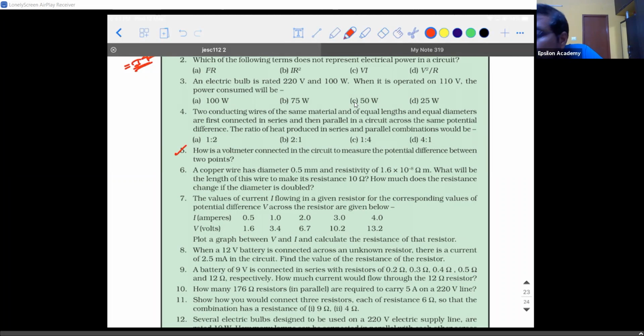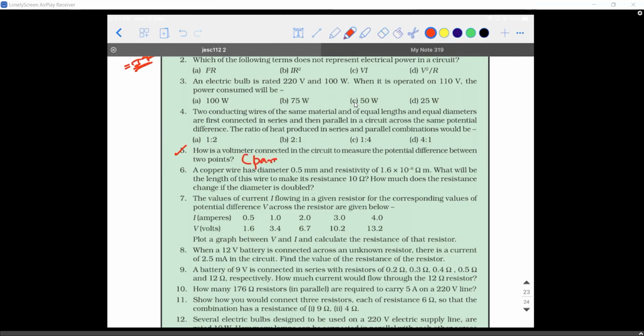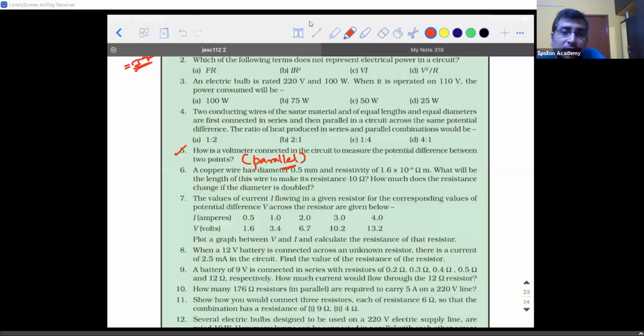So how is a voltmeter connected in the circuit to measure the potential difference between 2 points? Direct question. In parallel. That's it. So it should be connected in parallel, and the reason for that is only in parallel connection the potential difference will be the same across 2 points. Okay, that's the thing. Next.